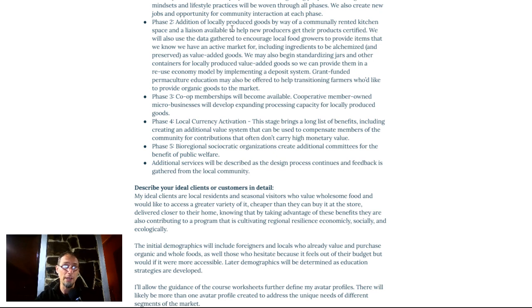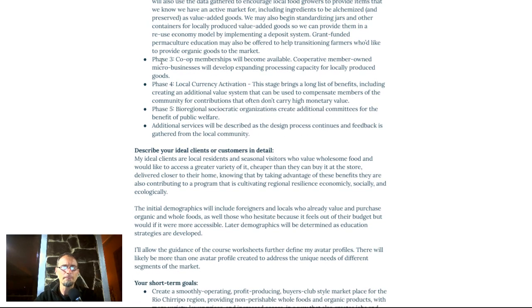Grant-funded permaculture education might also be offered to help transitioning farmers who would like to provide organic goods for the market. So again, these are goods and services, they're aspects of my business. I have a very elaborate document written with a bunch of this stuff. I could have gone in there and copied and pasted over, but right now I'm just getting my ideas down as a starting point. Phase 3, so I'm forgetting some things in here. This doesn't have to be the super elaborate version. It's the starting point. Phase 3, co-op memberships will become available.